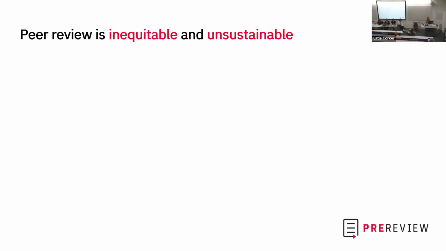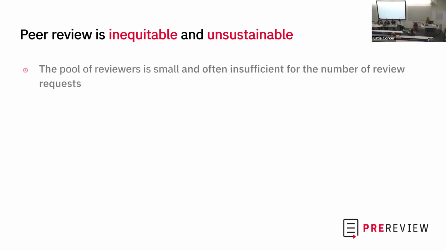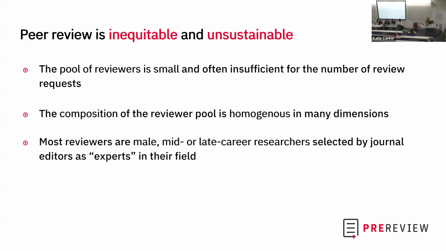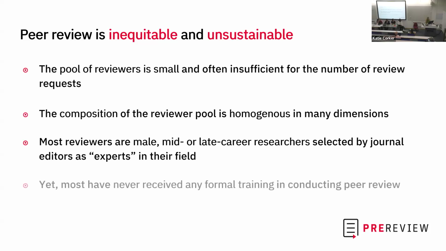So this probably is not news to anyone in this room, but peer review is inequitable and unsustainable. The pool of reviewers is often very small, it's insufficient for the number of review requests, and the situation's only getting worse for the amount of papers that are published every year. The composition of the review pool is homogeneous in many dimensions. So many reviewers are male, mid to late career researchers who are selected subjectively by journal editors as experts within their field. And yet most have never received any formal training in conducting peer review.